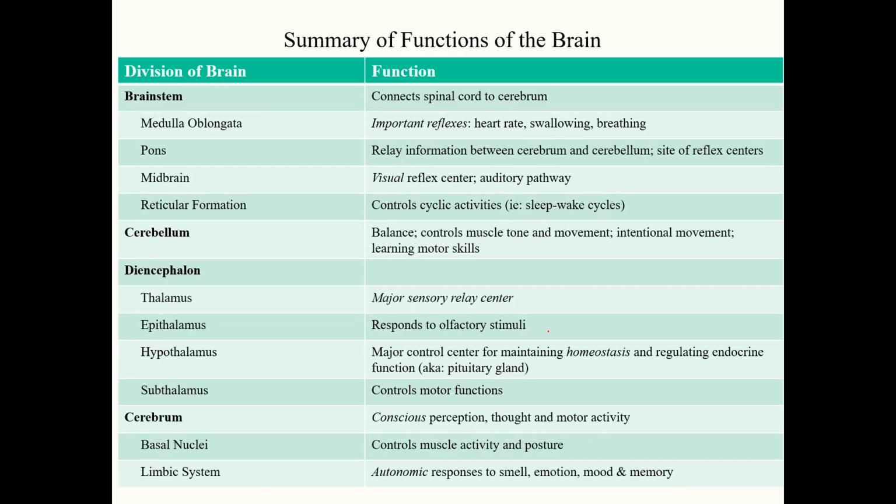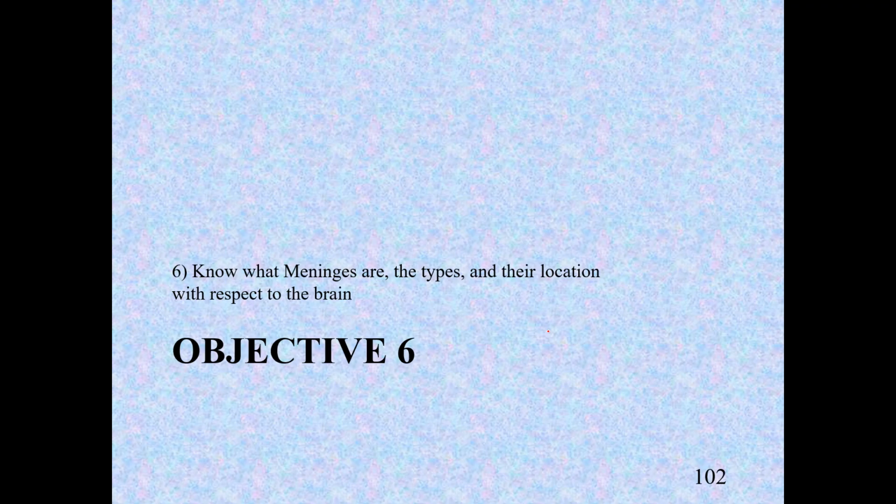So here's just a summary. It's not a complete summary, but it's a summary of what you've hopefully been filling in as we've been going through these various structures of the brain. And that's going to conclude Objective 5, and then we'll have another video for Objective 6.